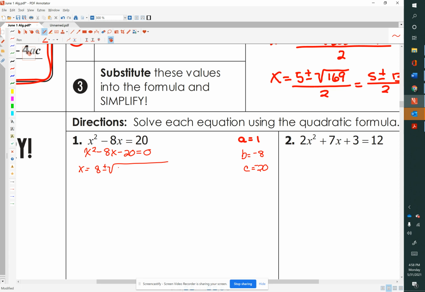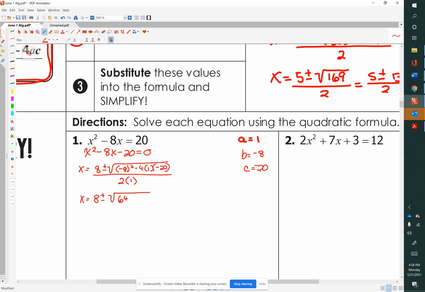Remember, you need a nice long radical. Your division bar, or vinculum, has to span the entire length of this, and then you'll have 2 times the a value, which is 1. So there we've made our substitutions carefully and accurately, using parentheses as we go. Now we'll begin simplifying this little by little, bit by bit.